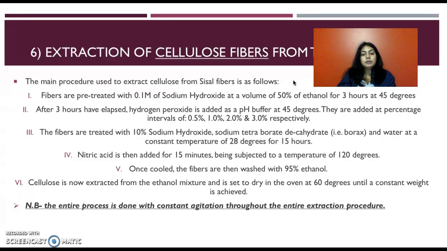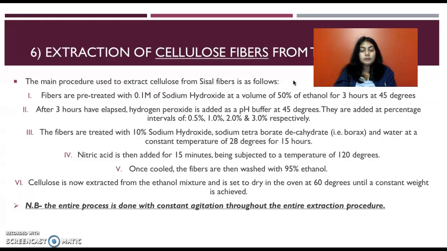It is added at percentage intervals of 0.5, 1.0, 2.0, and 3.0 respectively. The fibers are then treated with 10% sodium hydroxide, sodium tetraborate dehydrate, i.e. borax, and water at a constant temperature of 28 degrees for 15 hours. Nitric acid is then added for 15 minutes, being subjected to a temperature of 120 degrees.